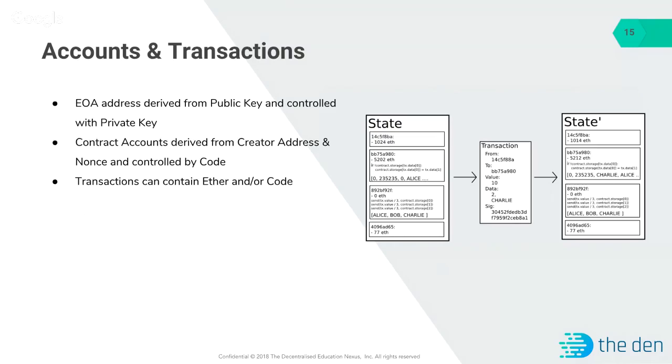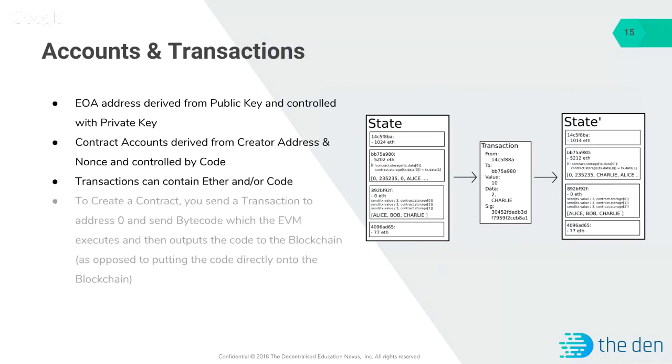So you could send a transaction, like we said earlier, just from Zoe to me or from me to Zoe. And we can also send a transaction to deploy a contract. So that transaction will contain code. Let's say we want to create a contract, we send a transaction to address 0, and we send compiled bytecode to the EVM, which executes and then outputs the code to the blockchain in the form of a contract.